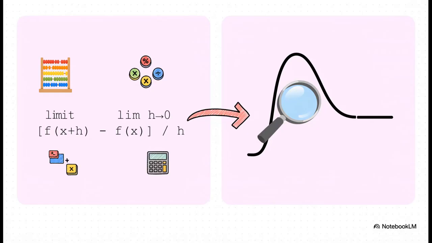So you see, the shift is moving from just a calculation to a core concept. The derivative isn't just a number. It's the best local linear approximation we can make. And that word approximation, well, that's our key to unlocking everything else.